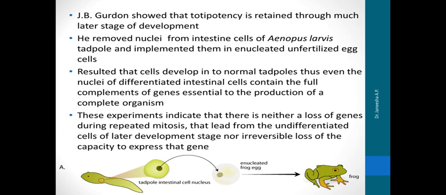Thus, even the nuclei of differentiated intestinal cells contain the full complement of genes essential to the production of a complete organism. So these two experiments indicate that there is neither a loss of genes during repeated mitosis that leads from the undifferentiated cells to those of later developmental stages, nor an irreversible loss of the capacity to express those genes. So this is the first control level, intrinsic control, that is the nucleocytoplasmic control.